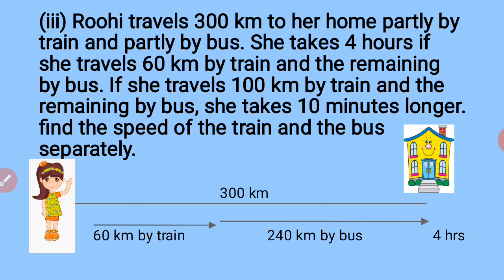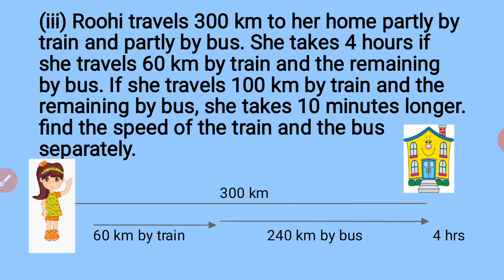So let us take the speed of the train to be x kilometers per hour and the speed of the bus to be y kilometers per hour. Now children, first condition is traveling 60 kilometers. Distance upon speed is nothing but equal to time. So we are going to find out the time taken by Ruhi while traveling in the train. It will be 60 upon x, where x is the speed of the train.